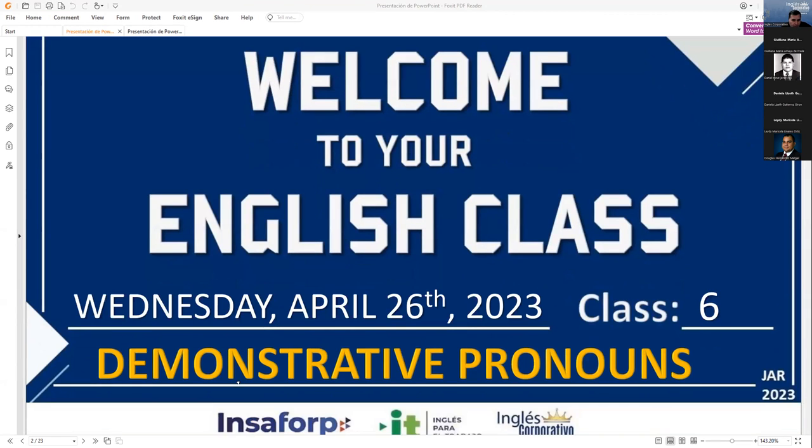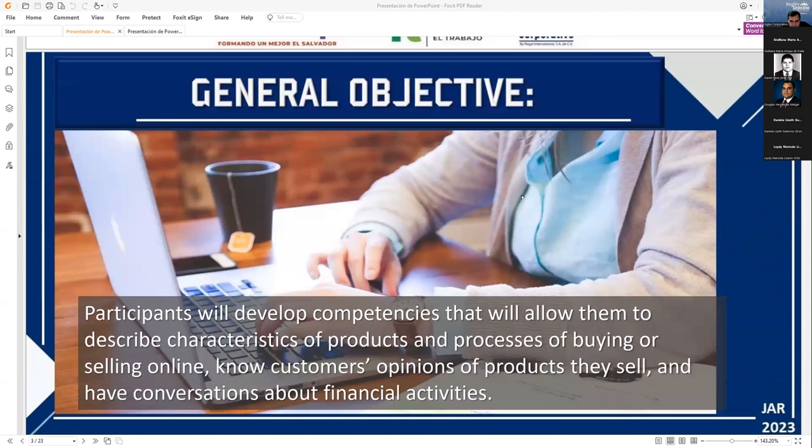Tonight, we're going to study demonstrative pronouns. Why demonstrative pronouns? They demonstrate where something is, whether something is near or far. We say that one, this one, or those ones, or these ones. So that's something that we will study today.